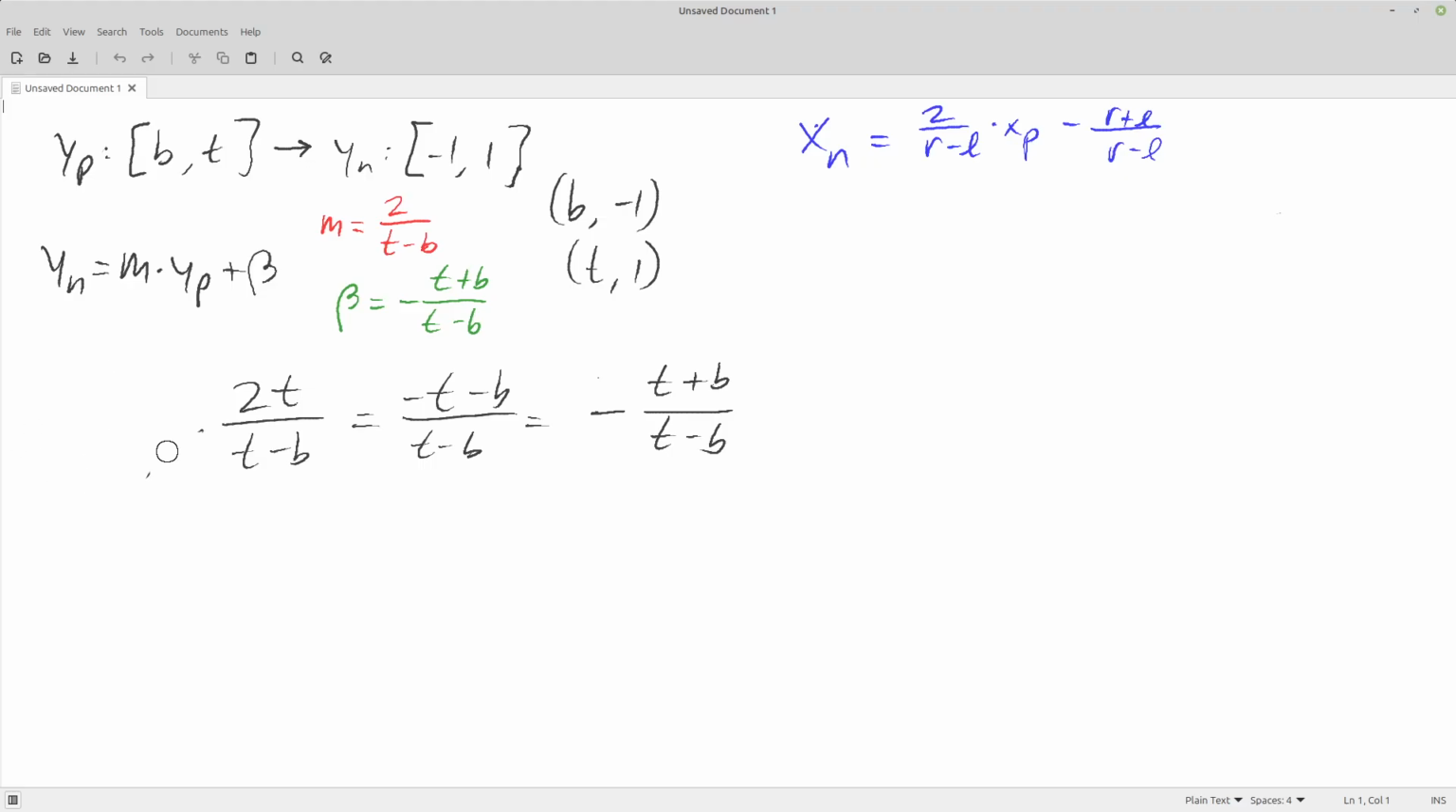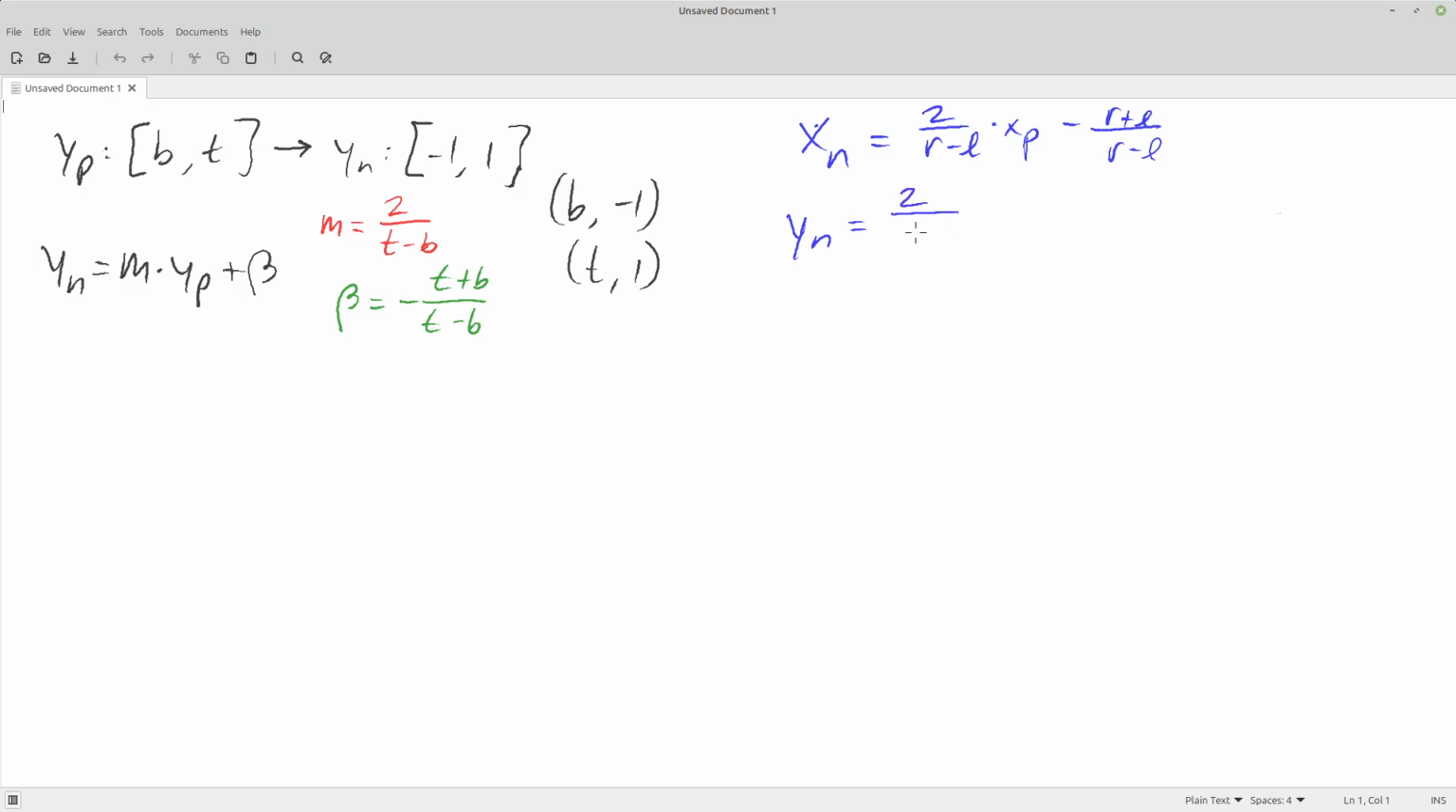Cool. So we have that now, and then our overall equation for x, so y sub n, it's very similar. Slope is 2 over t minus b times y sub p minus, now that's a horrible t. Cool. So now that we have that, what do we do with it?